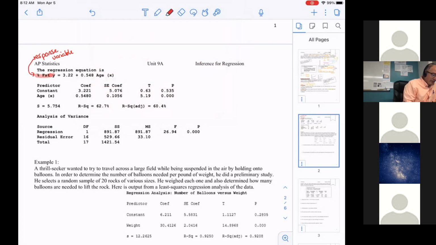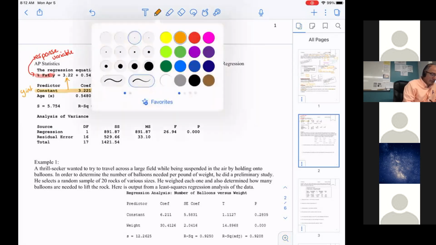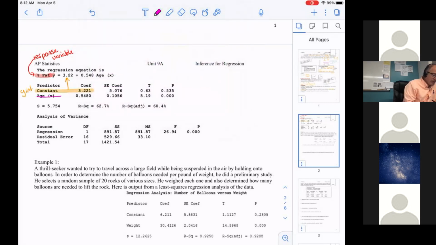Okay, and we have a model for that. So we're going to change some colors here and try to color coordinate this, which is probably more than I really needed to do here, but we'll do it. So first of all, my constant is my Y-intercept. This age, oops, not what I wanted to do. Undo that, back to the highlighter. This guy right here is going to be my explanatory variable. And this is going to be my slope.